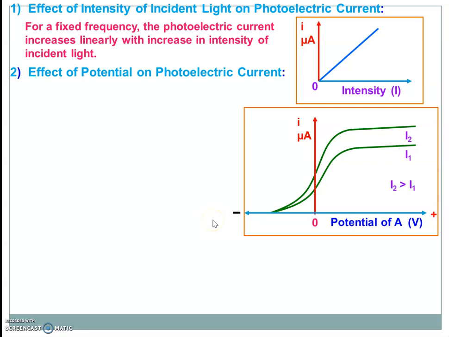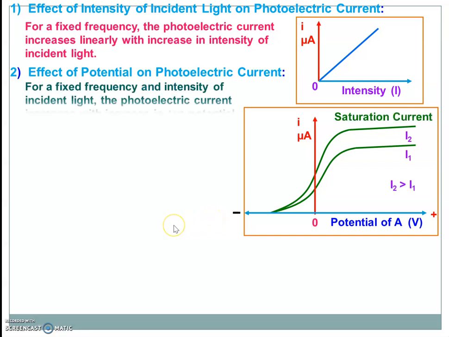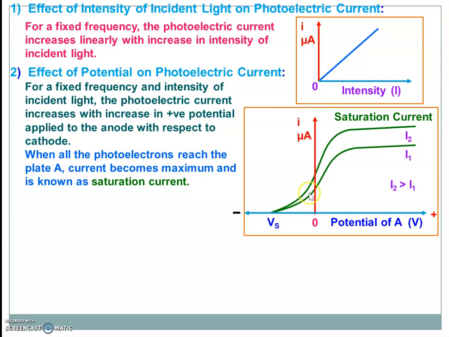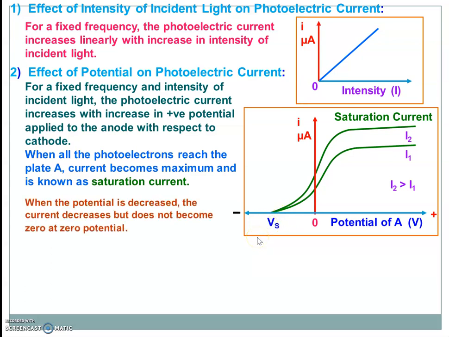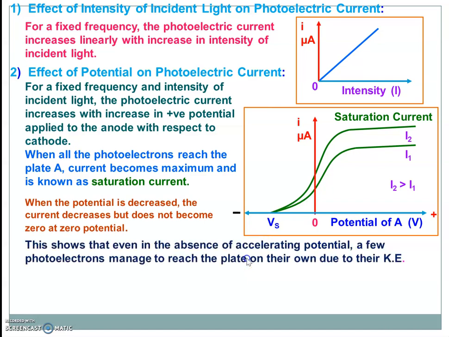Now, if we reduce the potential of anode by changing the terminals of the commutator, as potential of anode decreases with respect to cathode, at a certain potential the current becomes zero. That potential is called cutoff potential or threshold potential.